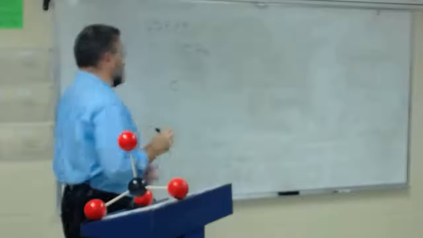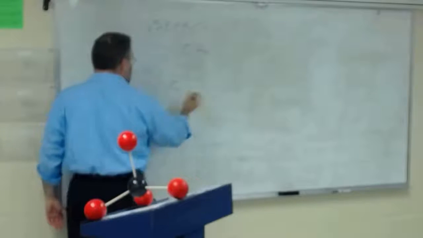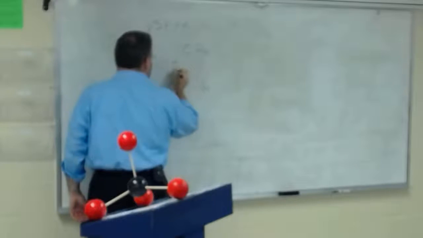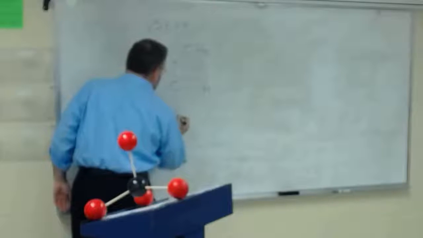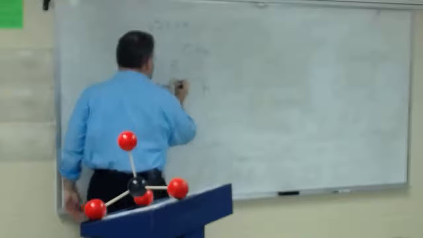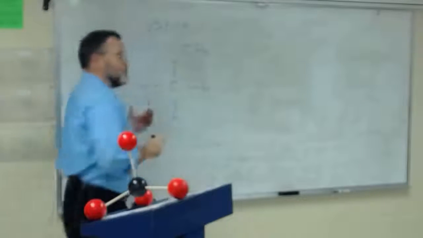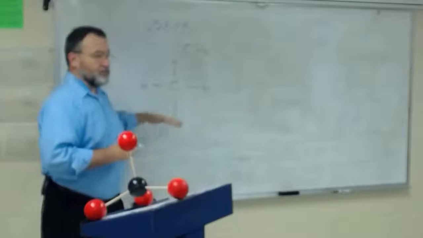Hydrogen has 1 unbonded electron. So there's my 4 for carbon. My first hydrogen is here. It's got 1, 1, 1, and 1. Now those electrons are shared. And there's my Lewis diagram for CH4.